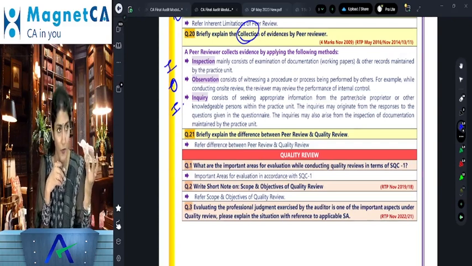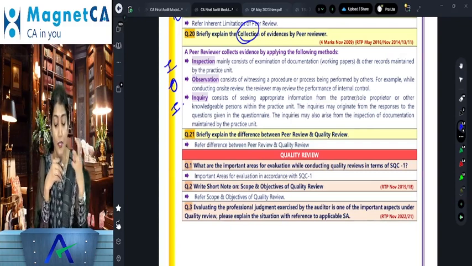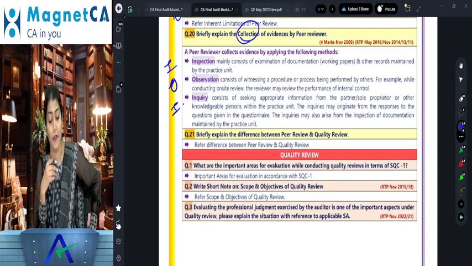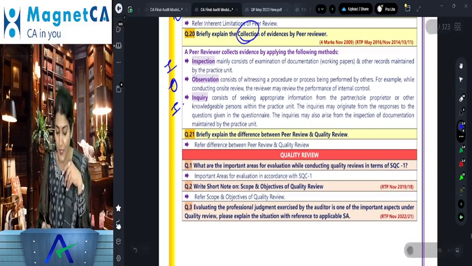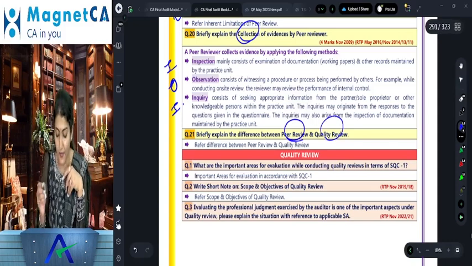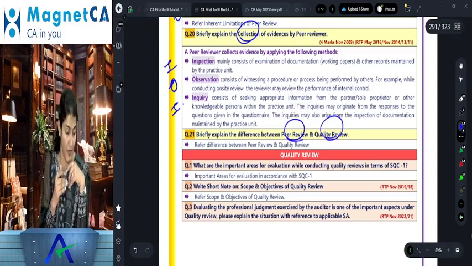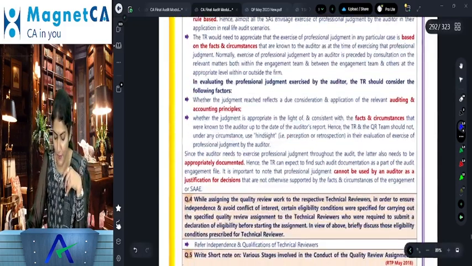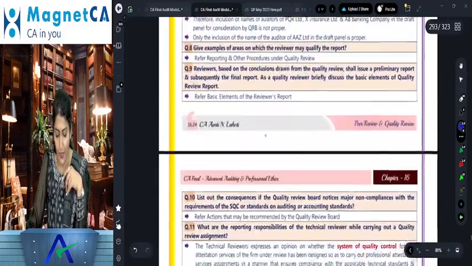Inspection, observation and the inquiry. Collection of evidences by the peer reviewer. And then you have a question regarding difference between the peer review and the quality review. Right, and then second part of the chapter, we come to the discussion on the quality review.